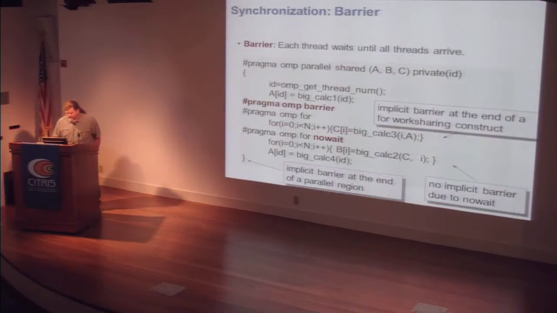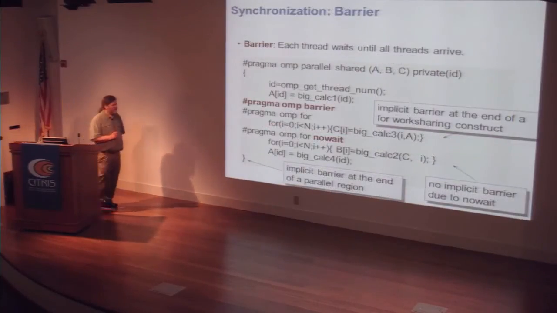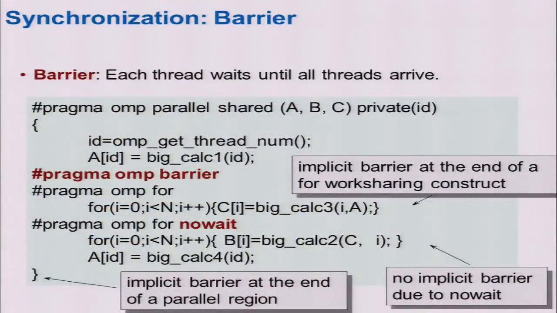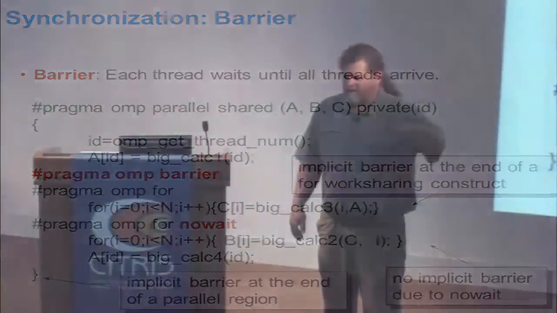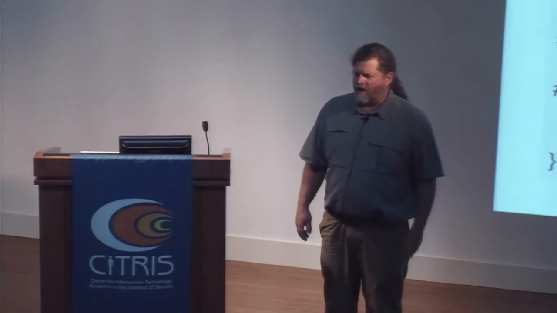All right, we have to keep going, though, because we're going to completely run out of time. We have an OpenMP construct called Barrier. Barrier is next to critical section, probably the second most common. In fact, maybe it's even more common than critical section. What Barrier says is all of the threads arrive here before any of them move on.